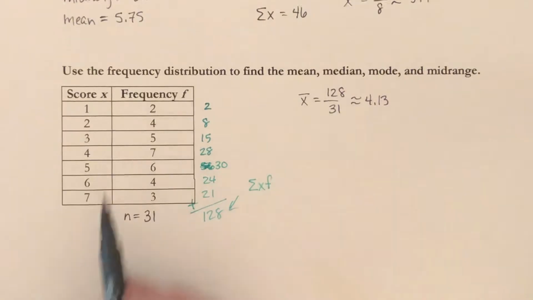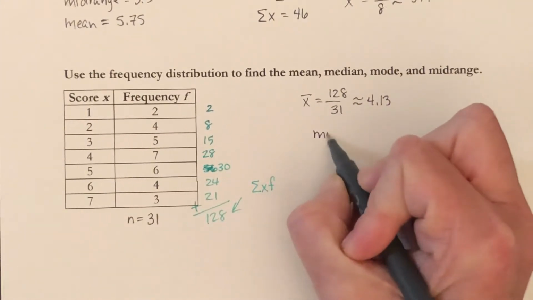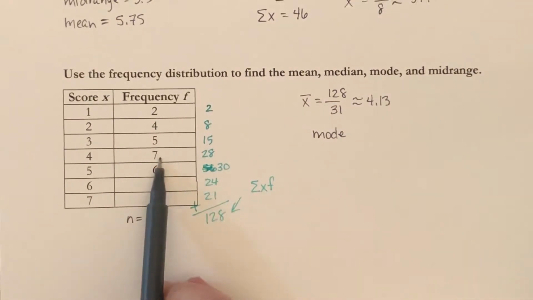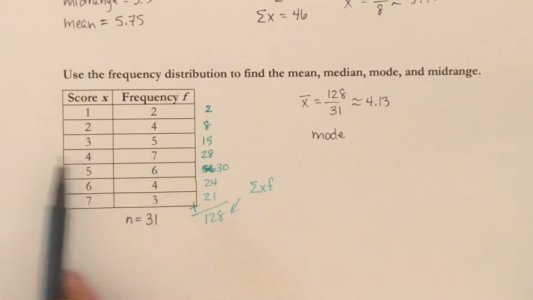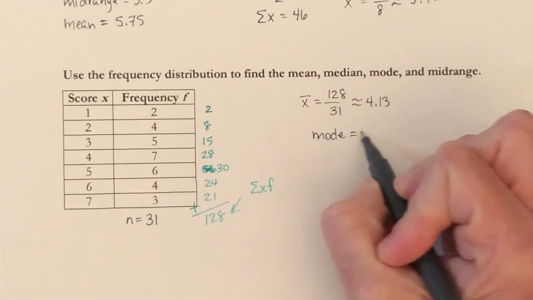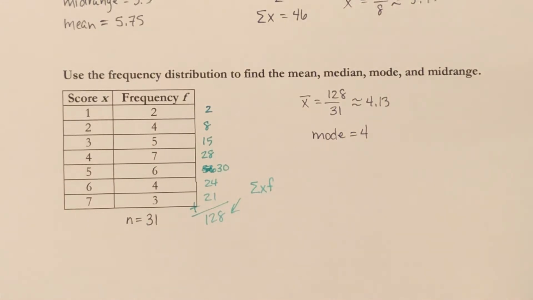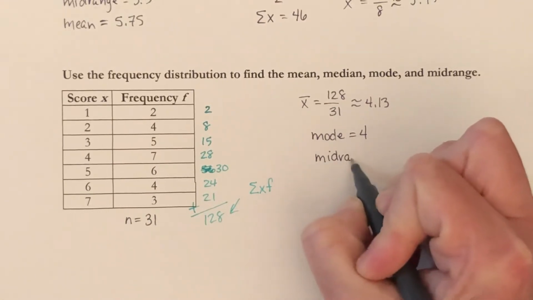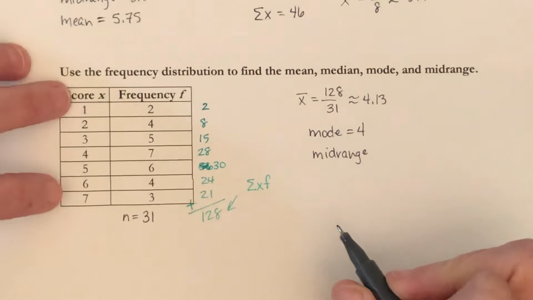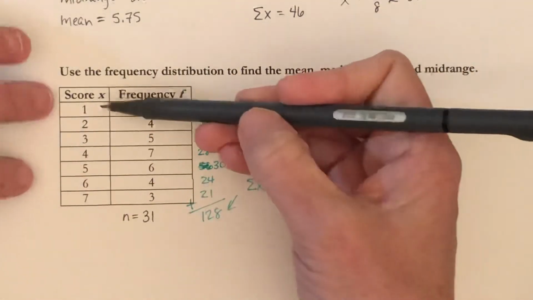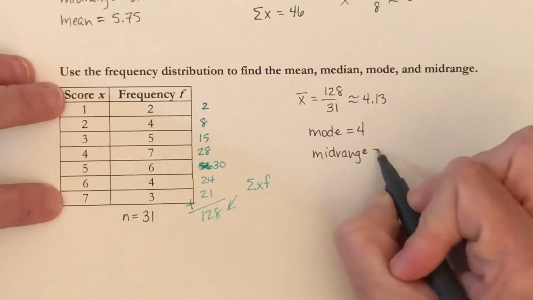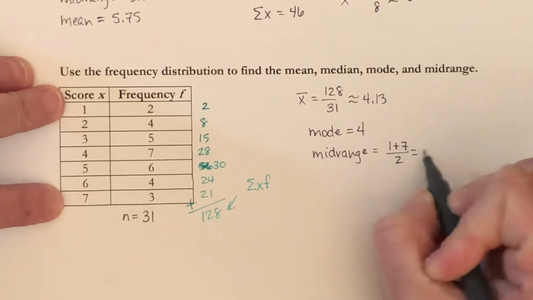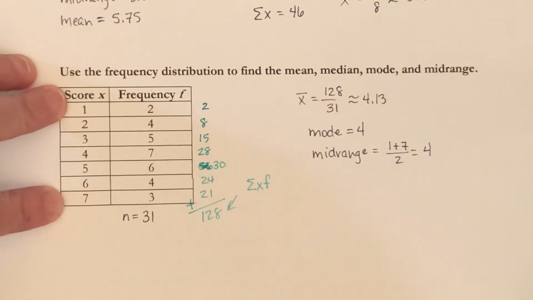All right, mode is easiest when it's here because it literally tells us how many times it appears. We don't even have to count. The one that appears the most, 7 times, is 4, so the mode is 4. The mid-range is also easy from this. Take the smallest value, not the frequency, the smallest value, and the largest value, add them together and then divide by 2. That's 8 over 2, so that is also 4.